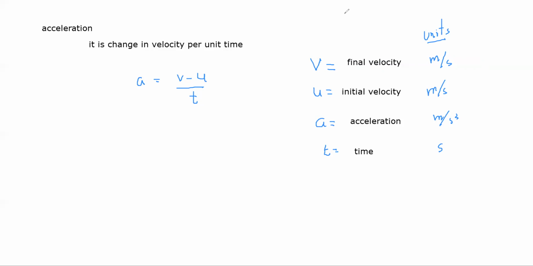So acceleration is a vector quantity. When we say it's a vector quantity, the term means it has magnitude, unit, and direction. All three things are there. It has magnitude, meaning the number is there. It will have a specific unit, which is meter per second square, and it will also have a direction. But how to identify the direction, that's an important thing.